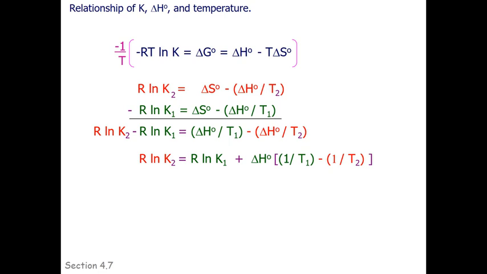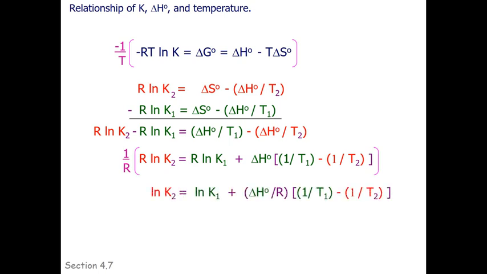I can simplify this further by bringing the delta H naught term out of the temperature term, so those are isolated. And I could multiply this whole set of equations by 1 divided by R. So I will get natural log of K2 is equal to natural log of K1 plus delta H naught over R multiplied by the term 1 divided by T1 minus 1 divided by T2.